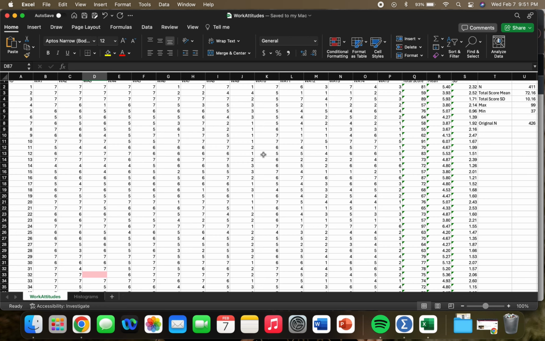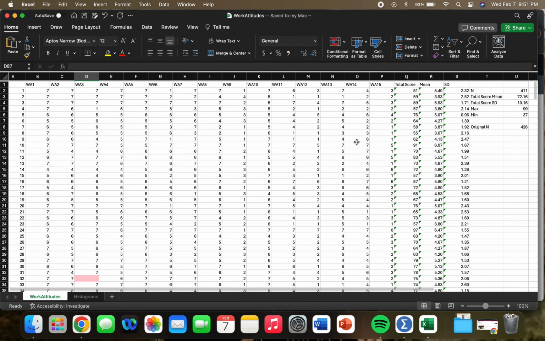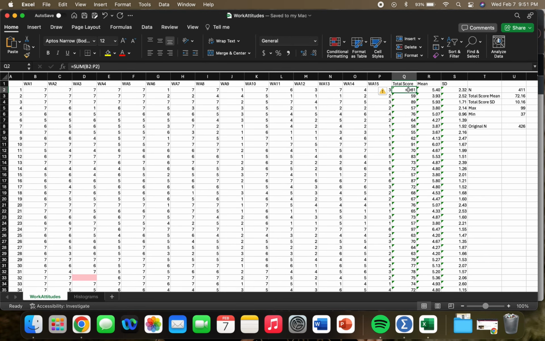Moving on then to the next part of the assignment, you had asked for us to score the items and aggregate them into a total score. I wasn't exactly sure if you meant an actual total score like a sum or just a mean, but I went ahead and did both anyways. The way I did this was just a simple sum formula. I did equals sum and then just dragged across my range, from B2 all the way to P2, which would be from question 1 to 15.